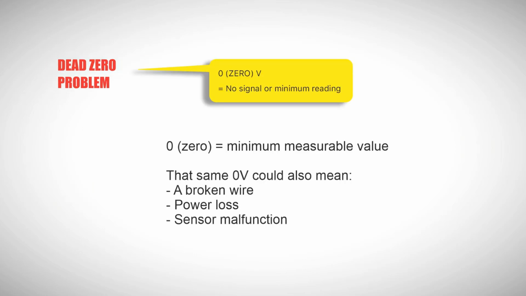Another is the dead zero problem. Is the sensor detecting its minimum measurable value, or is there a complete system failure? That same 0 volts could also mean a broken wire, power loss, or sensor malfunction.